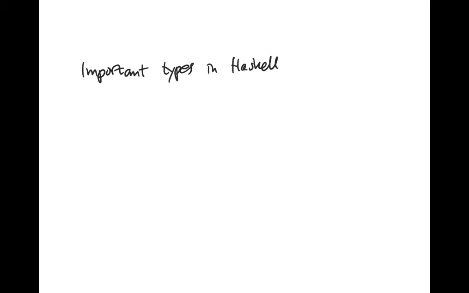In this part of the podcast, I'll talk about important types in Haskell. And for each type that I'm going to talk about, I'll provide examples of expressions that have this type. And, moreover, I present the type rules that are associated with this particular type.